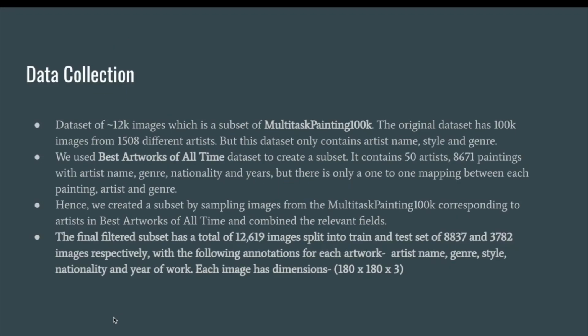Before we begin our discussion, let's talk about data. We collected a dataset of 12,000 images, which is a subset of the Multitask Painting 100K dataset. The dataset has 100,000 images from 1508 different artists but only contains artist name, style and genre. We used the 50 most famous artists from the Best Artworks of All Time dataset to filter out artworks and combined the two datasets to get a subset with artist name, genre, style, nationality and year of work. The final filtered subset has a total of 12,619 images split into train and test sets of 8,837 and 3,782 images respectively.